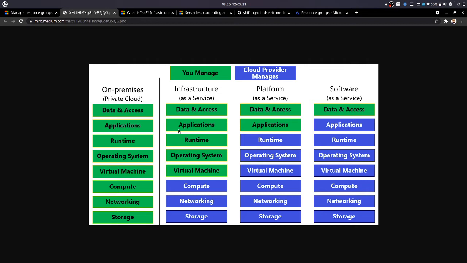Alright, so the things that you need to take care of in this are the application part, which application you want to deploy, and the data and access of that.